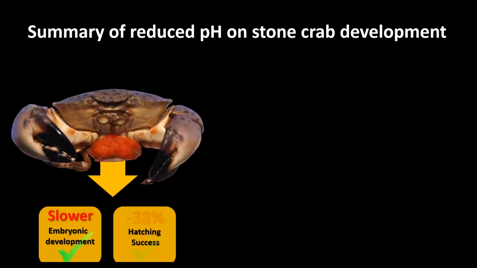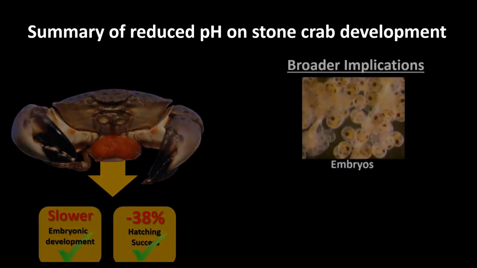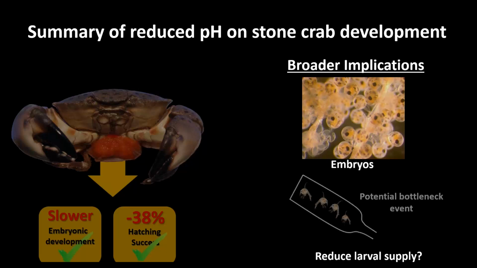We also saw that their hatching success was reduced in lower pH conditions. Oh, that should be 28%, not 38%. So broader implications for this, the embryos: if there's less larvae releasing from the female, this could be a potential bottleneck event in some habitats, some locations, possibly reducing their larval supply, and that could potentially have an impact on the future of the fishery a couple of years down the road.